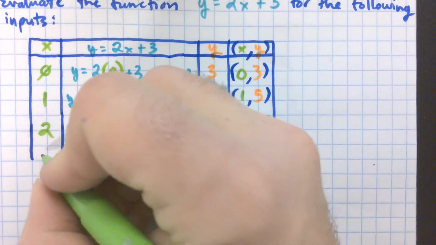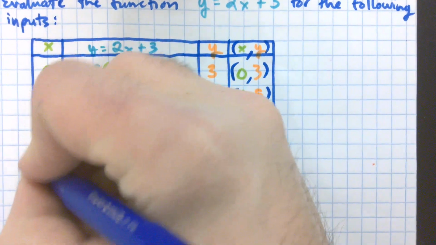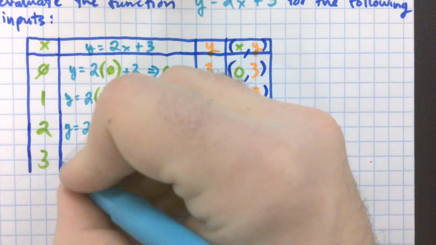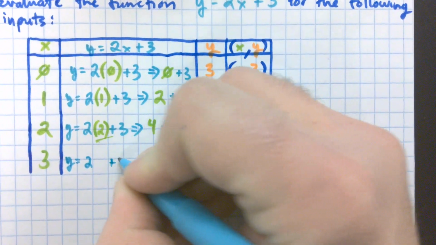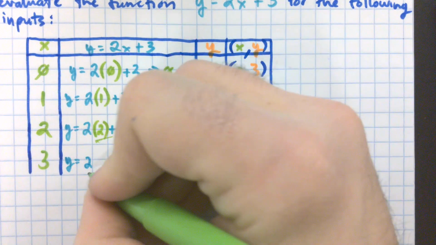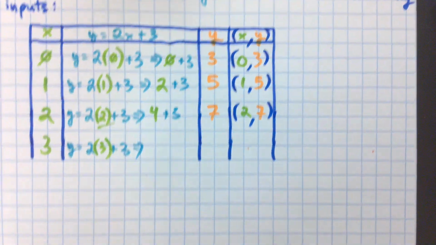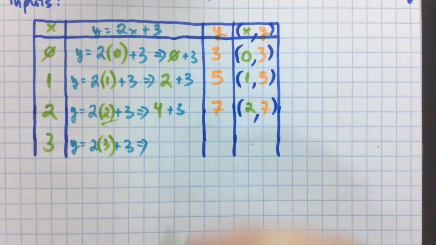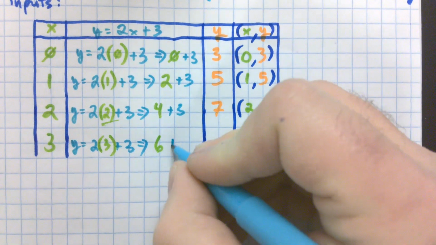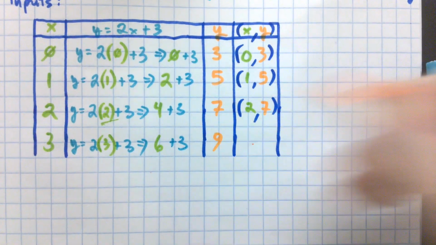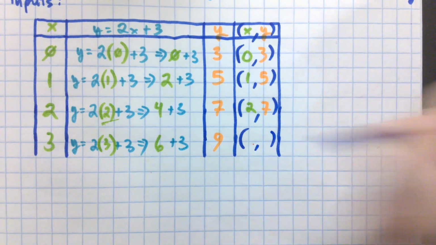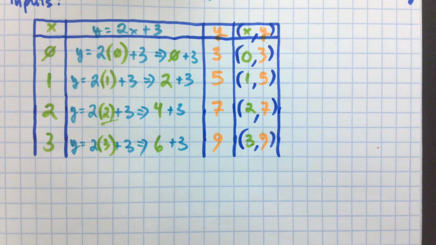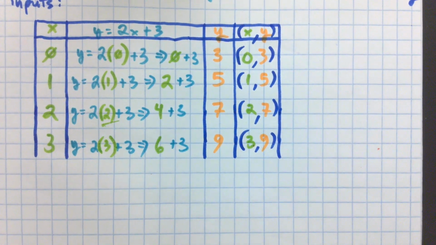And our last input here, let's say we got 3. We're going to input that 3. 2 times 3 plus 3 is what our function looks like. What would 2 times 3 give me? 6. 6 plus 3 gives me 9. So my ordered pair here is going to be what? 3, comma 9. Oh, I see the pattern.